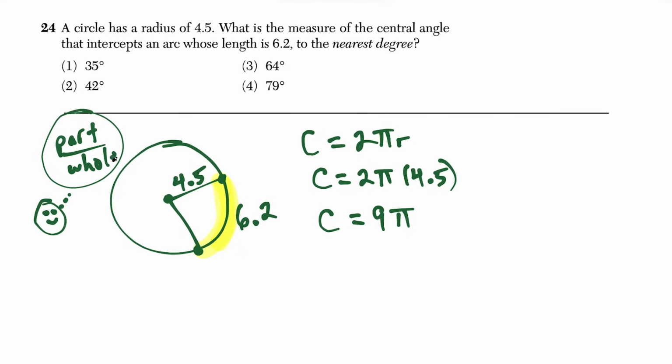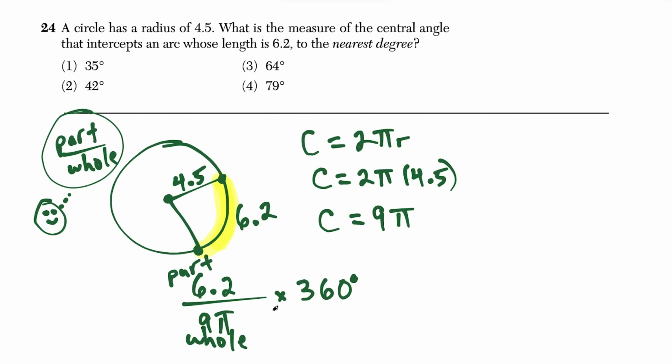And the part of the circle that we're looking at is 6.2. Okay, we're taking this part of the circumference, and the whole circumference is 9 pi. And what we want to do is take this fraction and multiply it by the total degree measure of a circle, which is 360 degrees. So we're taking the part over the whole, and that's going to give us the fraction we need to multiply by 360 to tell us the measure of this angle here at this portion of the circle.